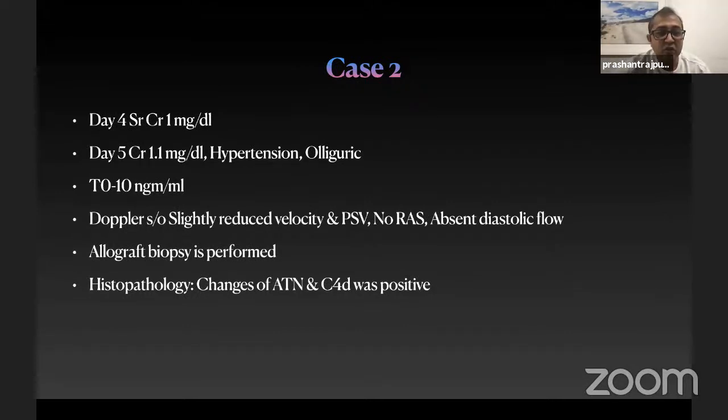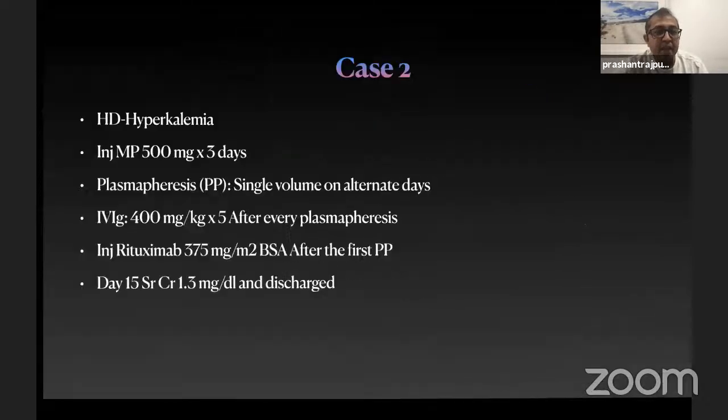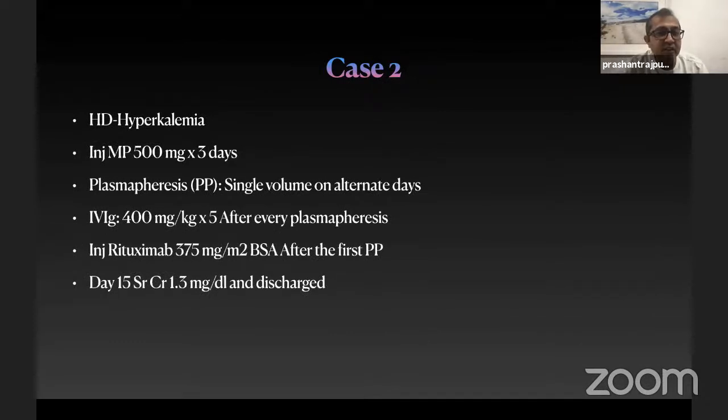The Doppler showed slightly reduced velocity, and the peak systolic velocities were slightly on the lower side. There was no renal artery stenosis. There was no renal vein thrombosis. There was an absent diastolic flow, which suggested that probably there was a significant interstitial edema. An allograft biopsy was performed, and the histology came back as changes of ATN, and C4D was positive. The patient required hemodialysis because the potassium was about 7.